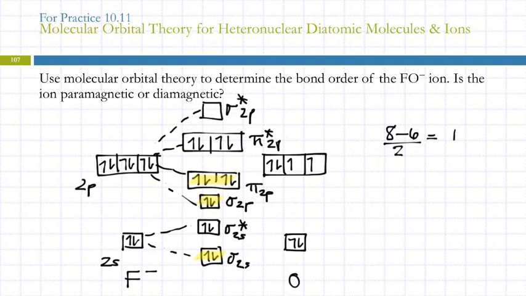Is it paramagnetic or diamagnetic? It's diamagnetic. All of its electrons are paired up. It will not interact with a magnetic field. Any questions?